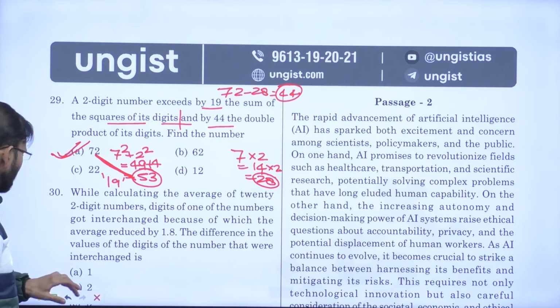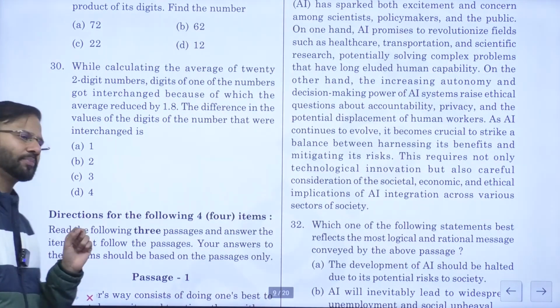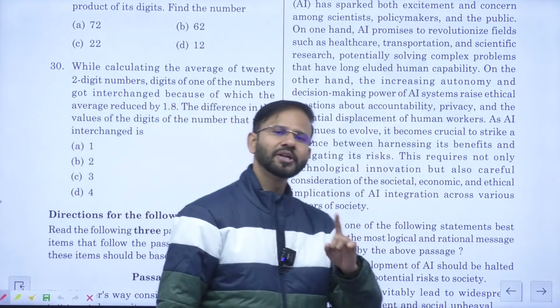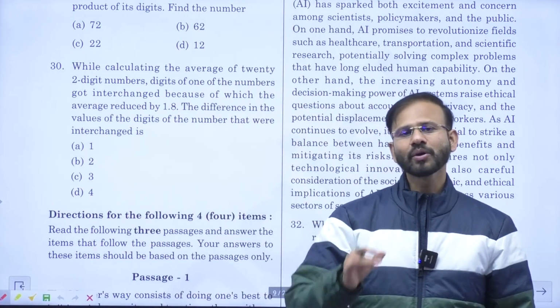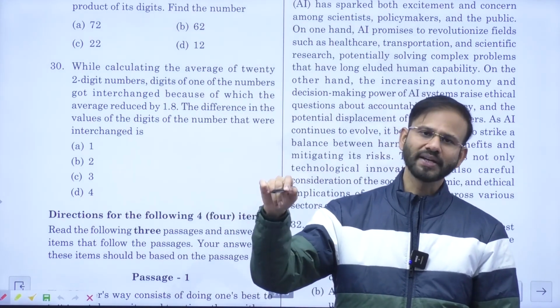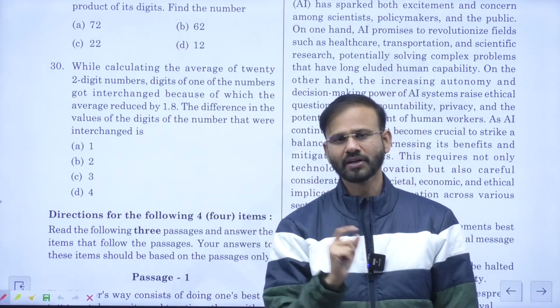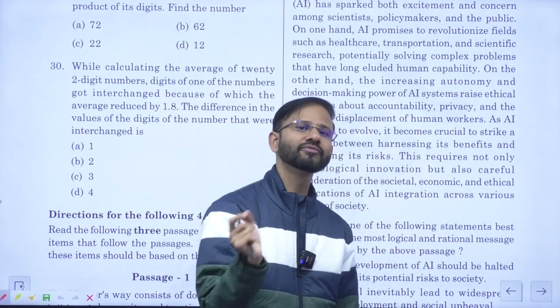After that, question number 30, guys. See everyone, in question number 30, it's a very good question. This question is the combination of the topic average and a topic where xy minus yx is a multiple of 9. Okay, xy means a 2-digit number and yx the reverse of it. The difference between them is a multiple of 9.